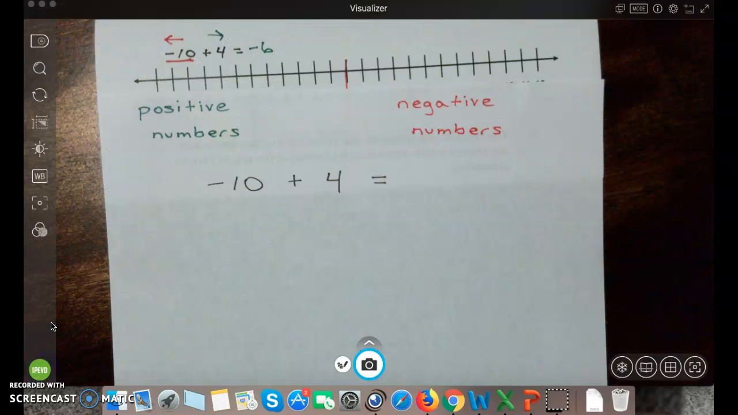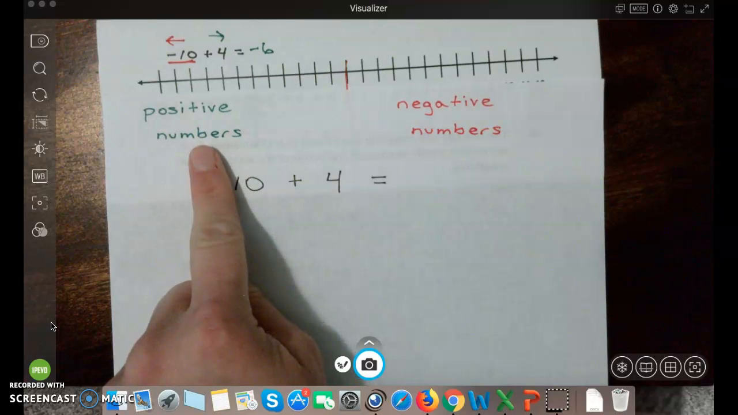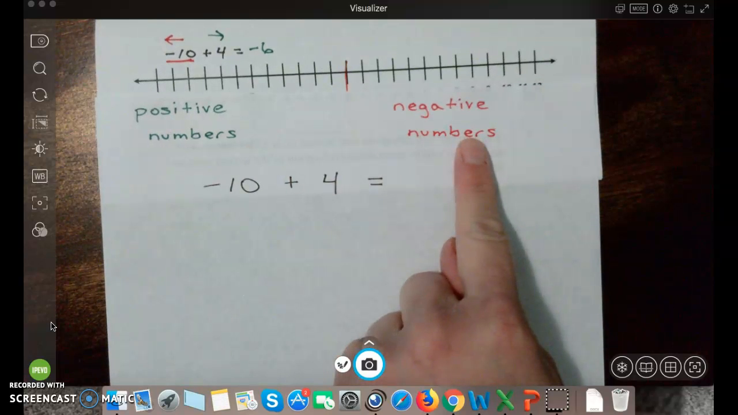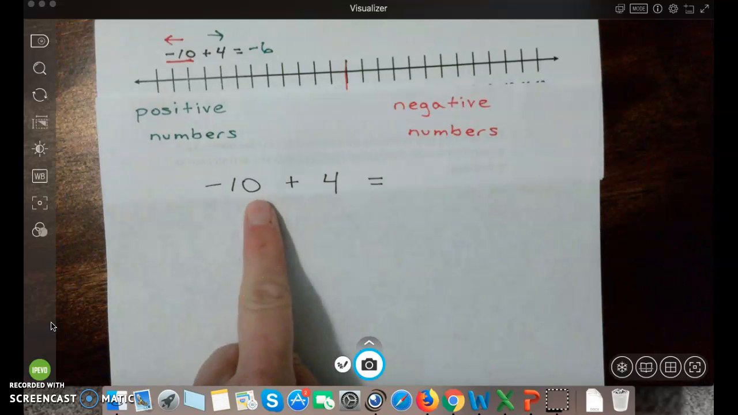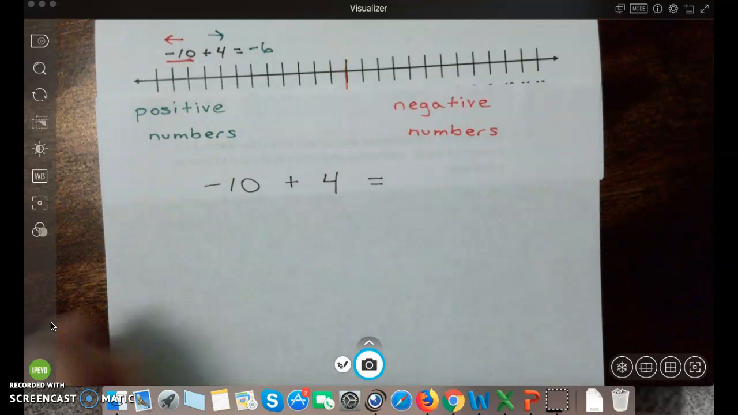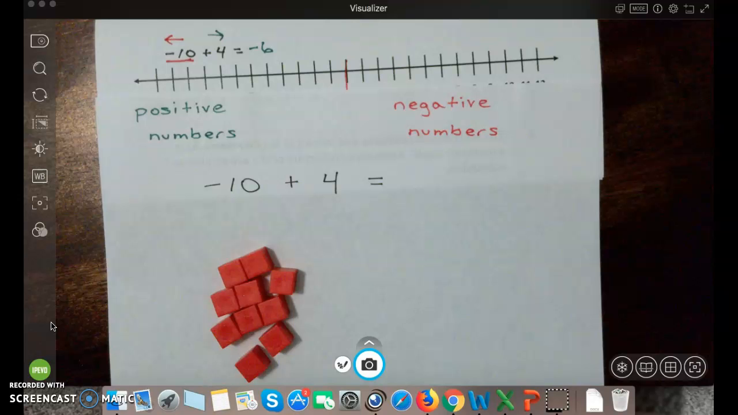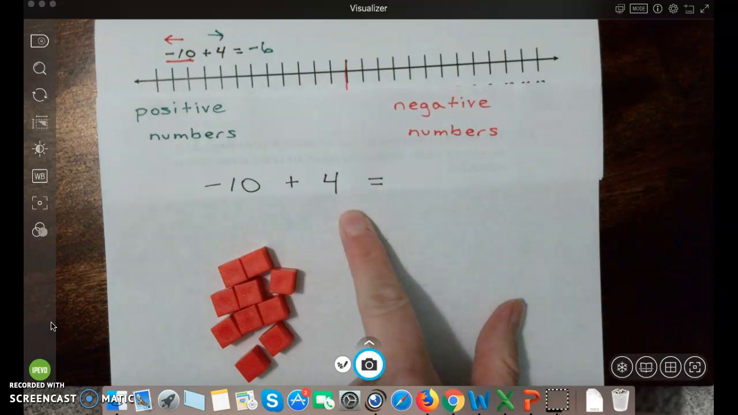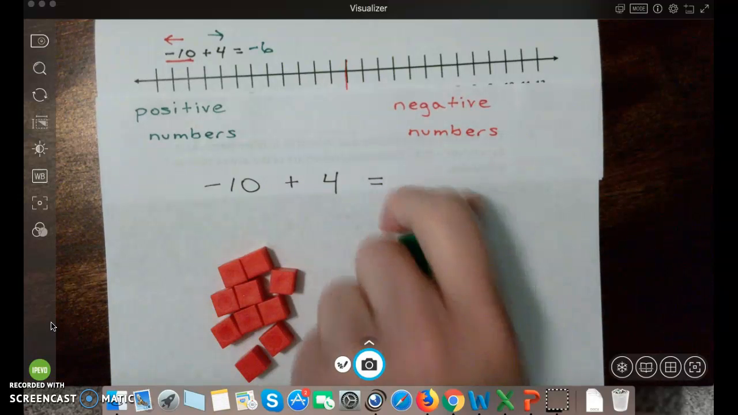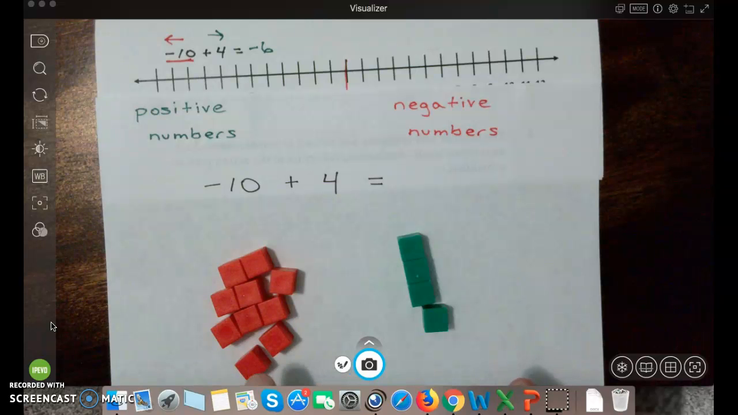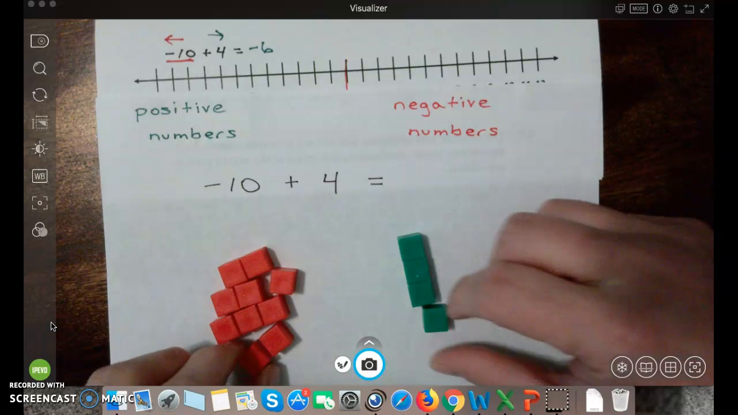This example with our number cubes. Remember, positive numbers I'm representing as green. Negative numbers I'm representing as red. And I have a -10 to start, so I need 10 red cubes. And I have a +4 for my second number, so that means I need 4 green cubes. And since they are different colors, we're matching up 1 to 1.